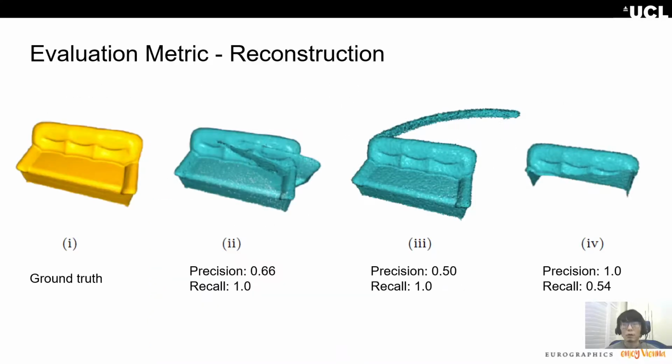Now we show our evaluation metric. To evaluate reconstruction, we use transfer distance to define precision and recall. Here, in example 2 and example 3, both results have inaccurate reconstruction due to poor estimate of pose or the wrong segmentation. So they have a low precision. The fourth example shows a partial reconstruction, which is caused by the slow detection and the wrong segmentation. In this example, it has a low recall.